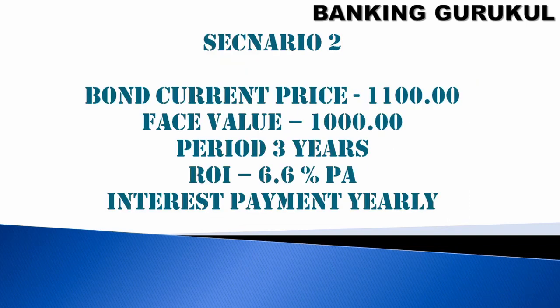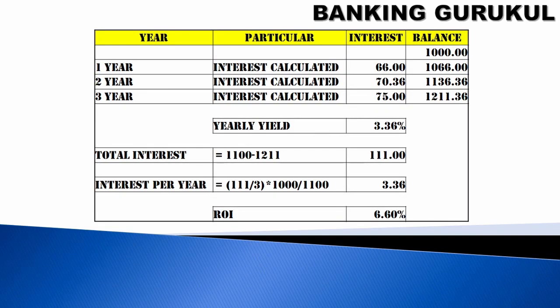Scenario 2: I have taken the yield for a bond. The bond's current price is 1,100 rupees, though the face value is actually 1,000 rupees. The period is 3 years, and the rate of interest is the same, 6.6% per annum, with yearly interest payment. Now we'll calculate the yield for this scenario. On 1,000 rupees, the first year I got 66 rupees, then 70 rupees, then 75 rupees. In total I got 1,211 rupees, but my investment is 1,100 because I bought it for 1,100 rupees.